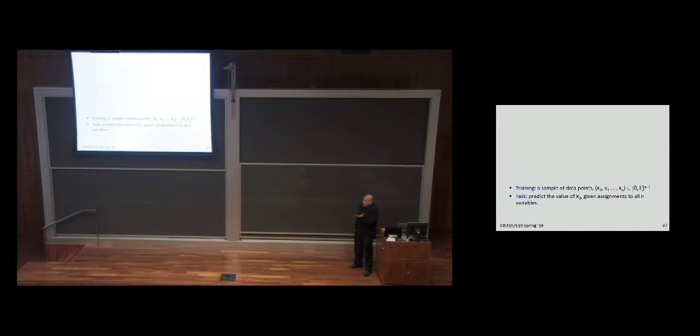So how would you estimate this? Treat x0 as my response, as my y. Given all my training data, I see how often x0 is 0 given a certain distribution of the other x's.